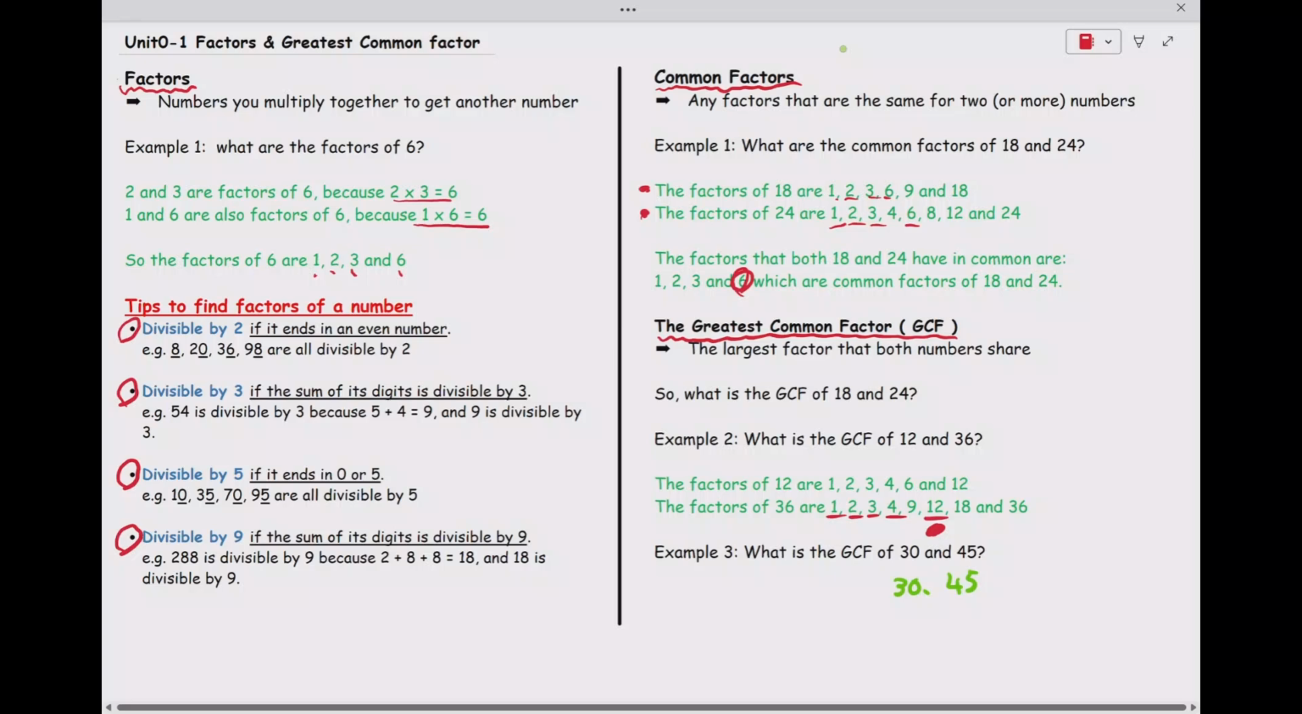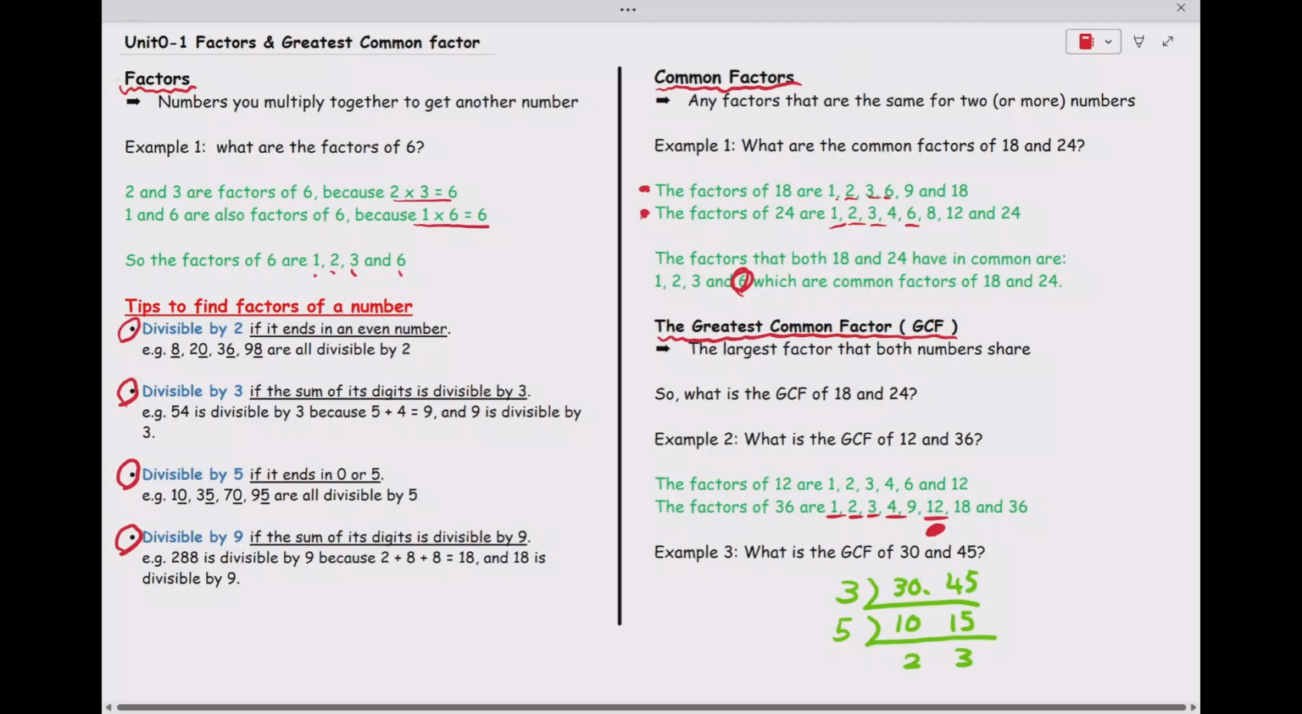30 and 45 are both divisible by 3, because the sum of their digits are both divisible by 3. So, dividing 30 by 3 gets you 10. And dividing 45 by 3 gets you 15. Next, 10 and 15 are both divisible by 5, because both numbers end in 0 or 5. So let's divide them by 5. Then we get 2 and 3.